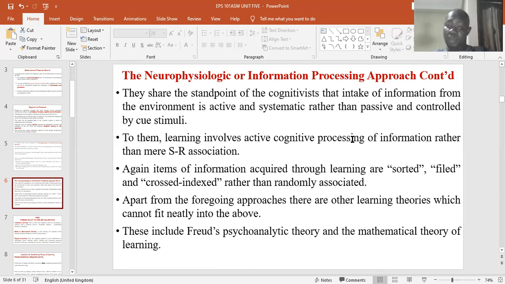Again, apart from what they have said, they also believe that the individual learner must always and actively try to repeat the information, try to apply it in other sectors or other works of academics so that he or she will not forget about them. So once you have learned something using the cognitivist or the neurophysiological approach or the information processing approach, you must actively get engaged in it, else you will forget or the information will fade out.